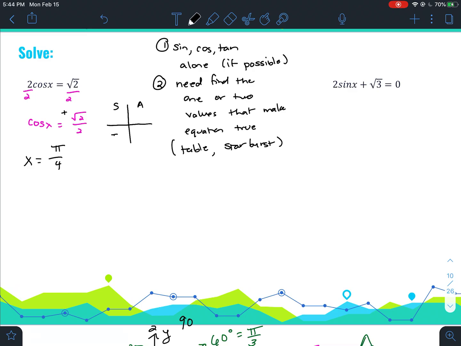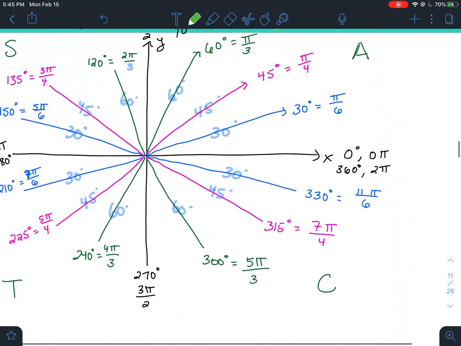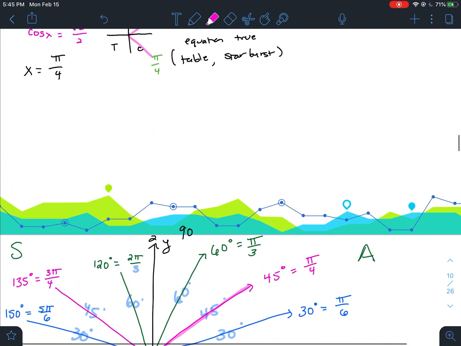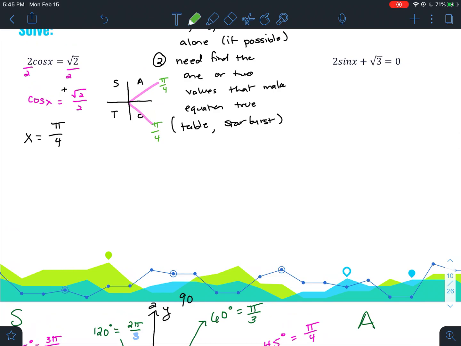Well, all students take calculus. Cosine is positive in the first quadrant and in the fourth quadrant. So we need to find the values of pi over 4. Well, in the first quadrant, it's just normal pi over 4. And then in the fourth quadrant, so if we go down to the starburst, in the first quadrant, pi over 4 is right here, 45 degrees. And then in the fourth quadrant, the 45 is right here, which is at 7 pi over 4. So the other value of cosine where you would get square root 2 over 2 would be 7 pi over 4. And so those are the 2 values we want.